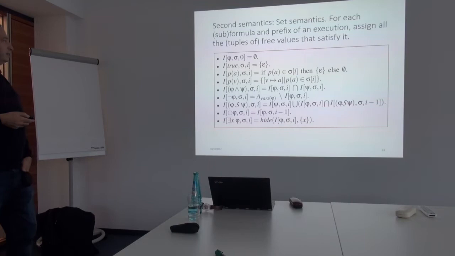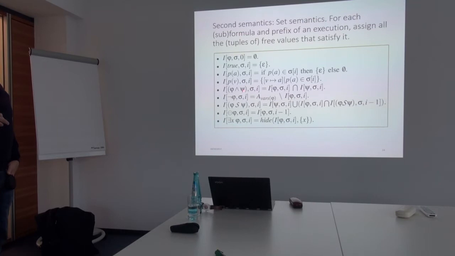So for example, you can see that here it says phi and psi. Then what I need to do is I take all the assignments that satisfy phi at point i of the sequence, and now intersect that with all the assignments that satisfy psi at the same point of that sequence. It's not exactly intersection.